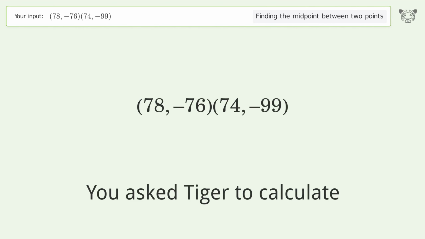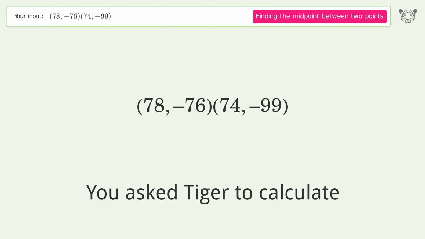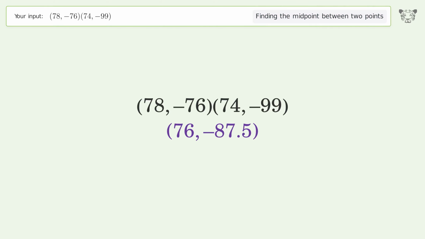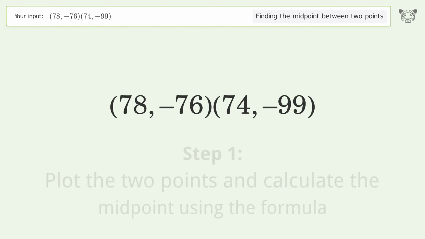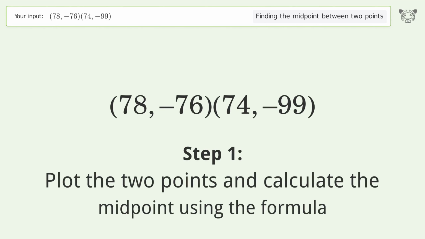You ask Tiger to calculate. This deals with finding the midpoint between 2 points. The midpoint between the 2 points is 76, negative 87.5. Let's solve it step by step. Plot the 2 points and calculate the midpoint using the formula.